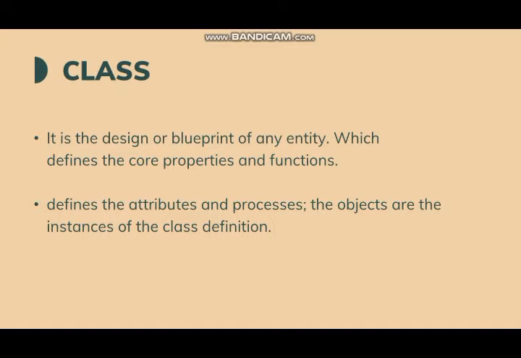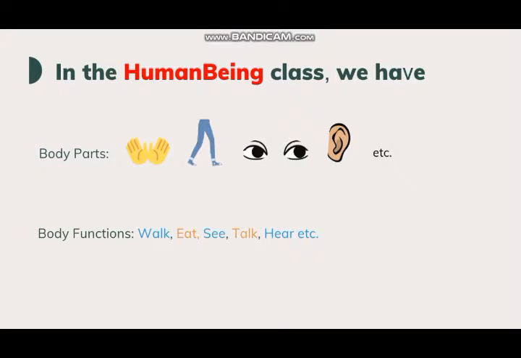Basically, a class is the design or blueprint of any entity which defines the core properties and functions. It defines the attributes and processes. The objects are the instances of the class definition. Example, in the human being class, we have body parts like hands, legs, eyes, ears, and it performs functions like walk, eat, see, talk, and hear.